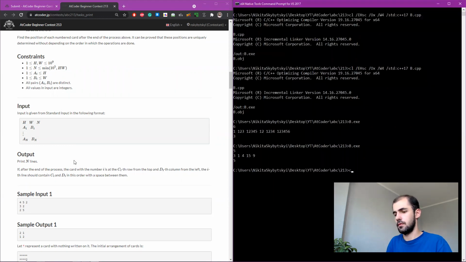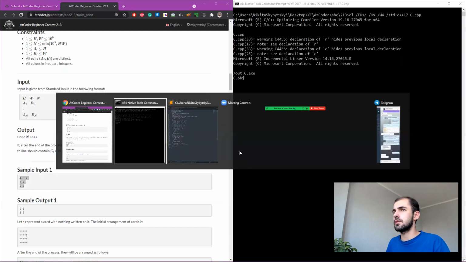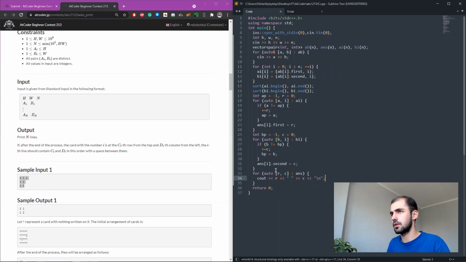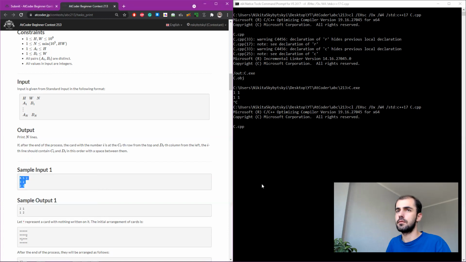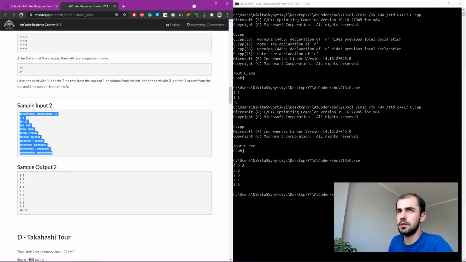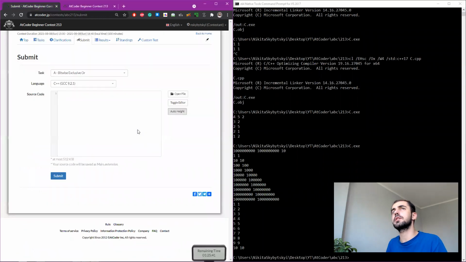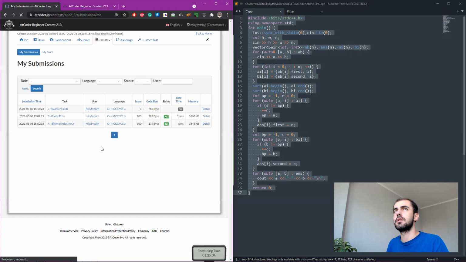Alright. Sounds more or less reasonable. Hides previous local declaration. Yeah, probably I should have gone with A and B here and here. It is not a compiler error, I believe, but still. So 2, 1, 1, 2 is exactly what we should see here. Here we should see, yeah, exactly that, so makes sense. Hopefully I did everything right. Okay.